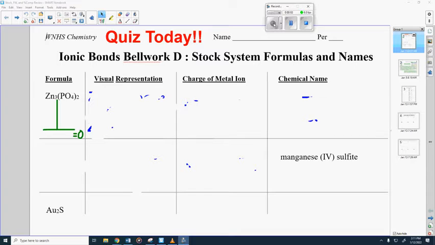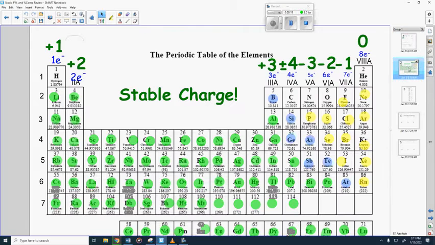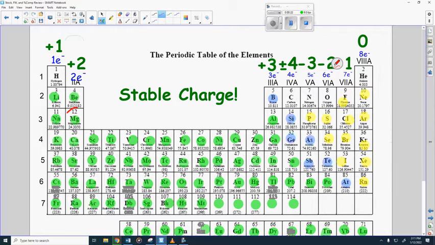Alrighty, folks, so we're going to do some review here with some stock system, and then we're going to move on to some formula weight and percent composition. So the reason why we even have stock system is because the charges of transition metals can change. So remember, if we're looking at a periodic table, if I ask you about magnesium, you know the charge is +2 because it's in group 2.